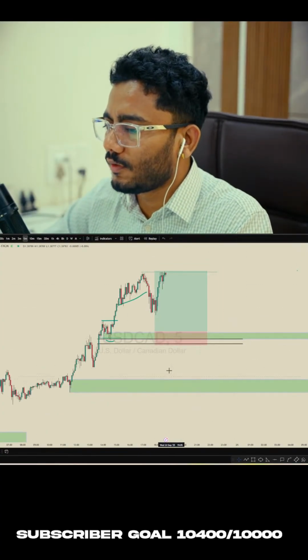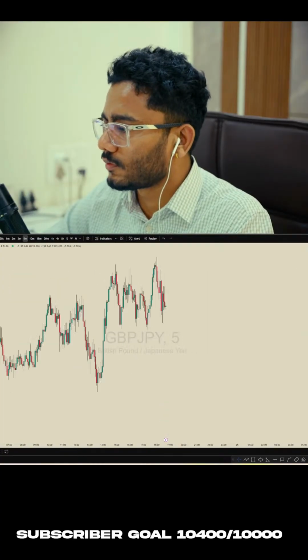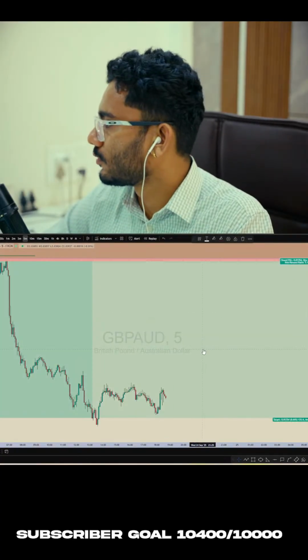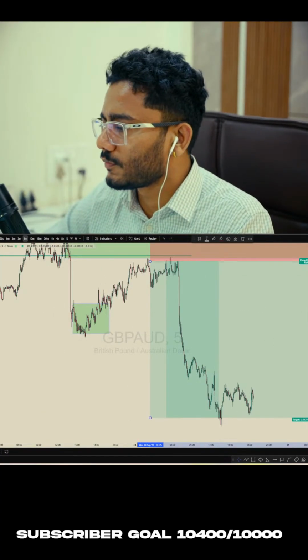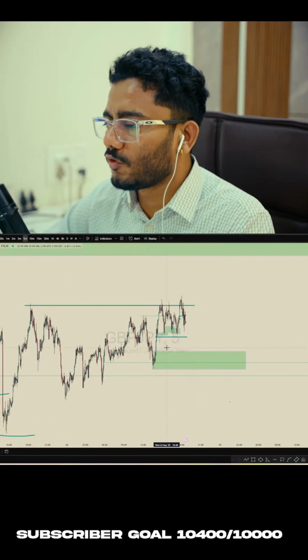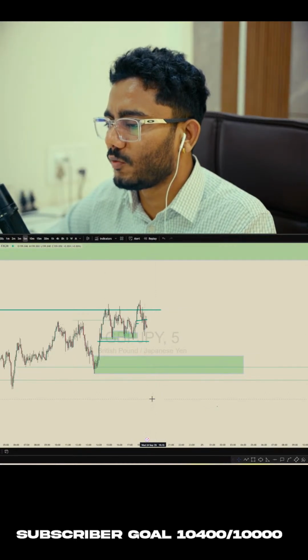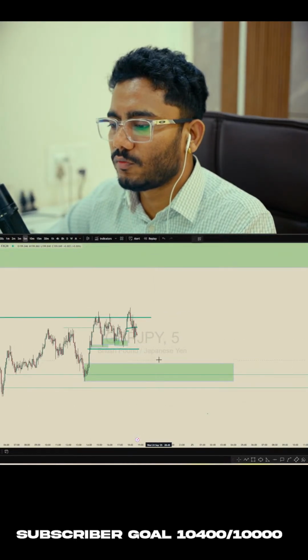So this is the second setup on USD CAD, and GJ, we have this order block where we can look for buy side entry. Price has already created this trend line liquidity. So we'll look for buy side from here.